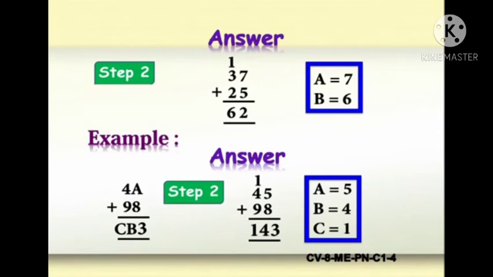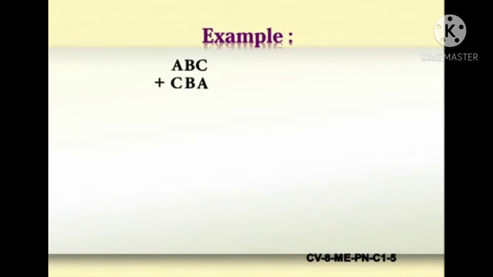Children, let us now consider the addition of 3-digit coded numbers. Here is an example for you. ABC plus CBA is giving a sum 1242. Here A, B, C are consecutive integers. In the third row, A, B, C appear in some order. Find A, B, C.